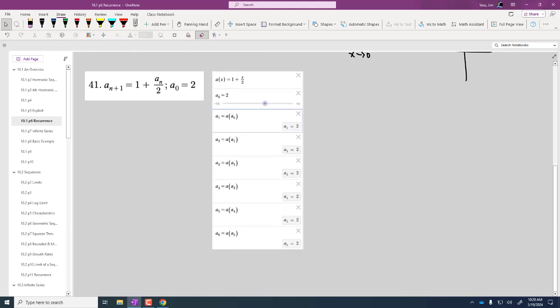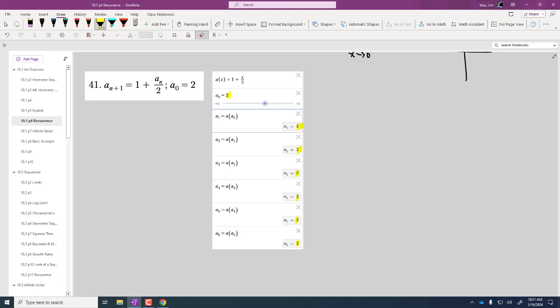So here's another recursive sequence. We look at the terms. First term is 2, second term is 2, all the terms are 2. So that sequence appears to converge, right? A constant sequence converges to itself. It's getting arbitrarily close to itself. Now, to prove that this recursive sequence converges, we can use this clever trick.